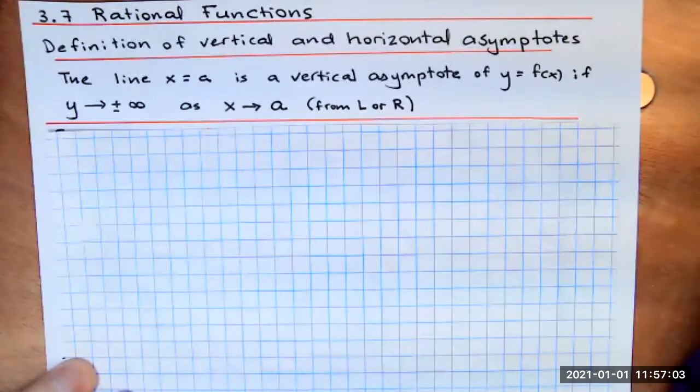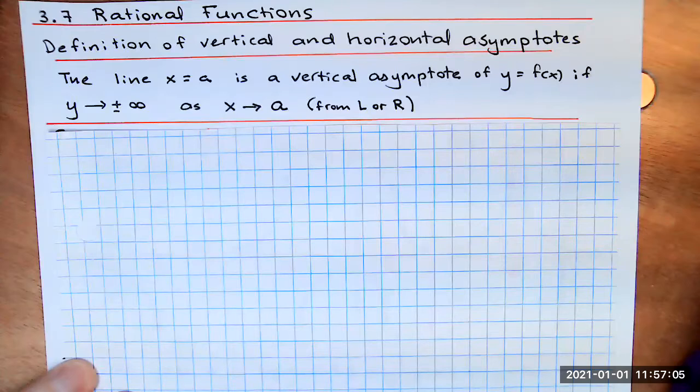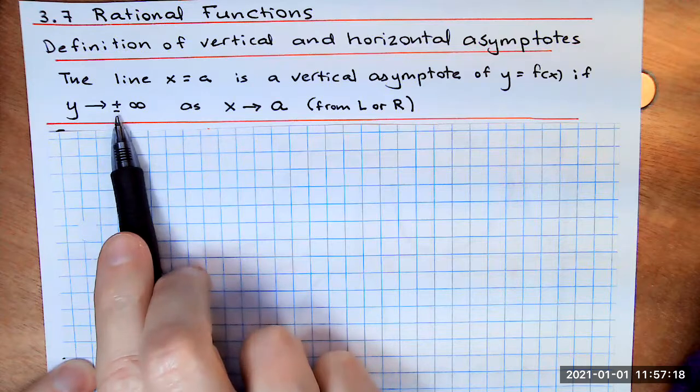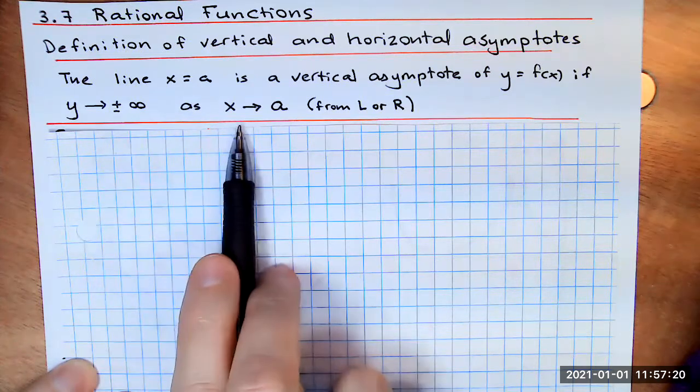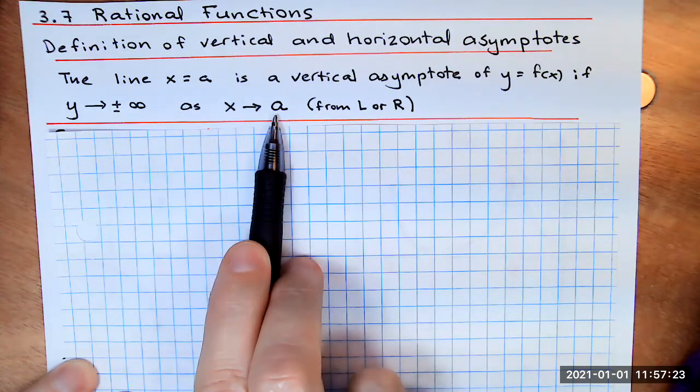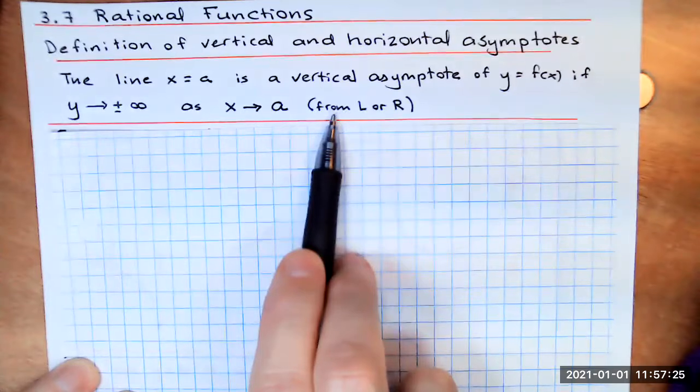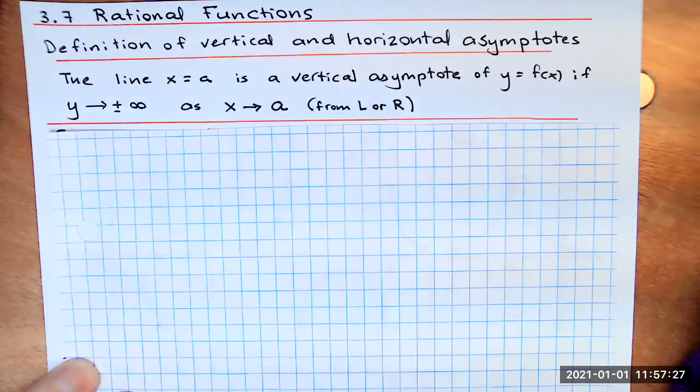All right, let's talk about rational functions. And let's begin with the definition of vertical and horizontal asymptotes. So the line x equals a is a vertical asymptote of the function if y goes to either positive or negative infinity as x gets closer to a particular number from either the left or the right. Let's look at some specific examples.